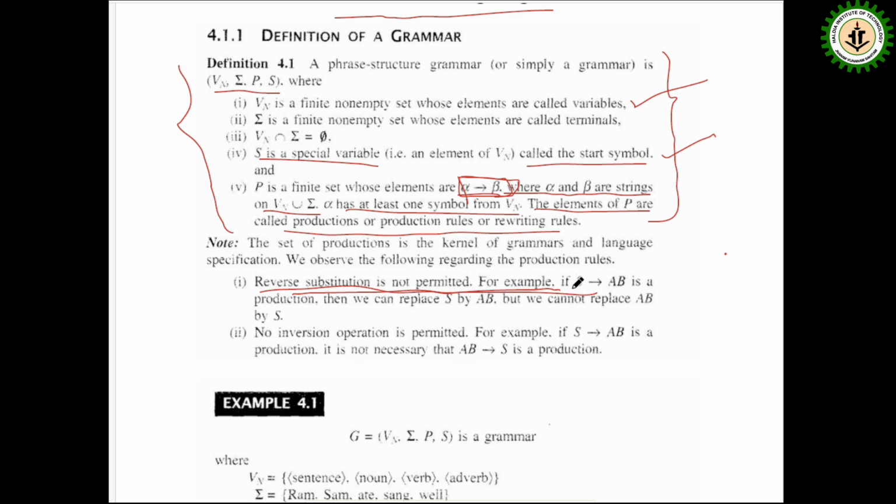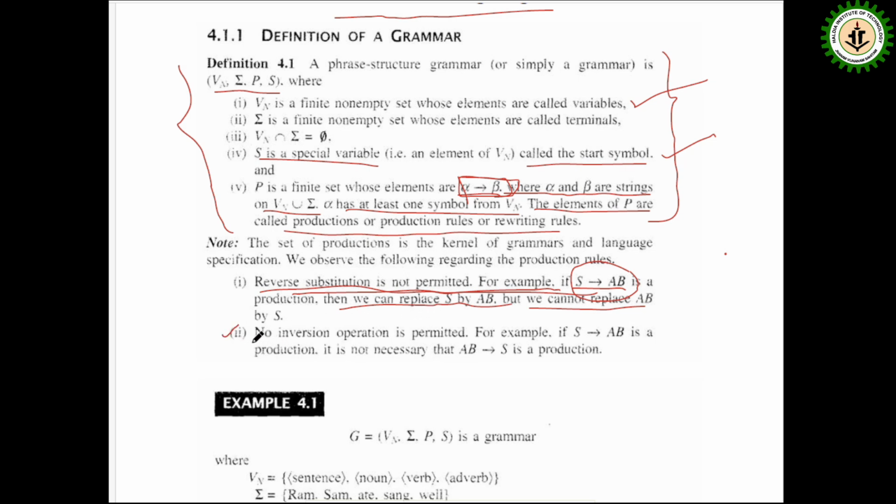For example, S is replaced by AB. So here is a production S to AB, meaning S is replaced by AB. Then we can replace S by AB, but we cannot replace AB by S. Using this production, we cannot replace AB by S. Only if there is a production AB to S can we replace this. So reverse substitution is not permitted.